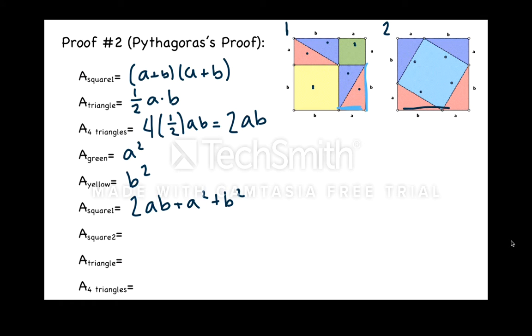Once again, one side length is a plus b, so the area of this square is a plus b times a plus b.